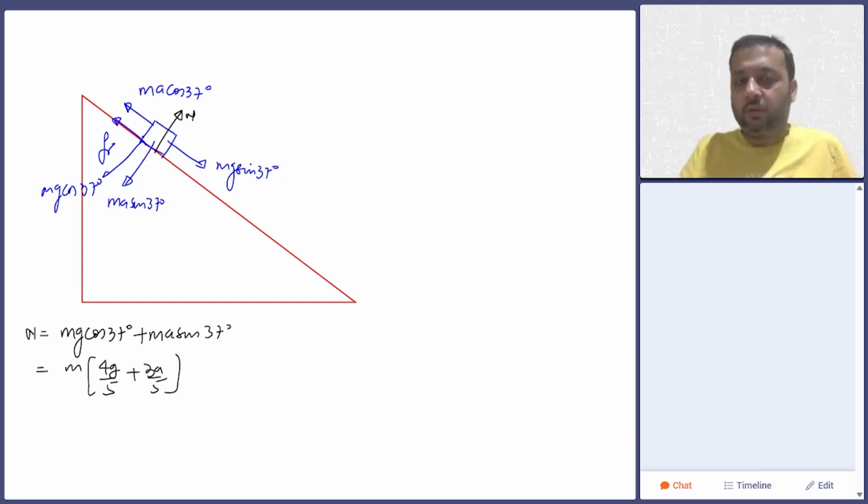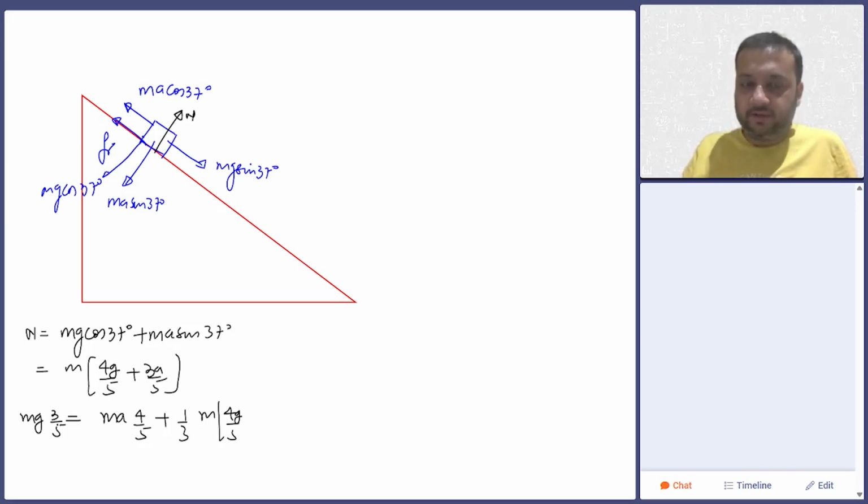Down the plane, the downward force is mg sin 37, which is 3/5, and that will equal the up-the-plane force, which is friction plus ma cos 37. So ma cos 37 is ma into 4/5, plus friction. Friction is mu times normal reaction. Mu is 1/3. Normal reaction is m(4g/5 + 3a/5). From here you can notice that m/5 again gets cancelled.